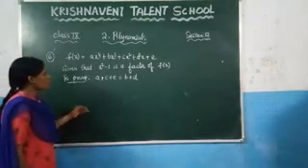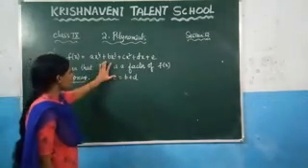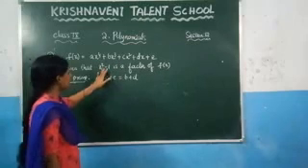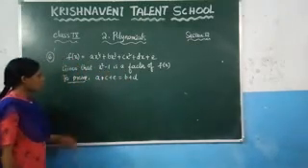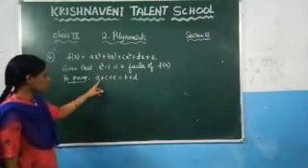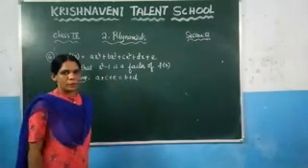So here, what's the question given here? This is a polynomial, and they said that x square minus 1 is a factor of this given polynomial. And here, what we need to prove? We need to prove here a plus c plus e is equal to b plus d.